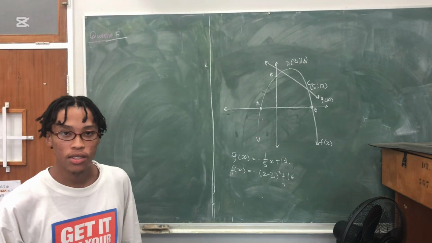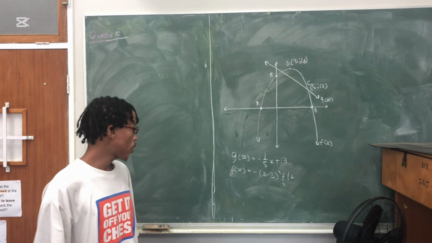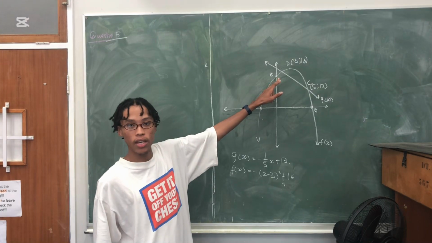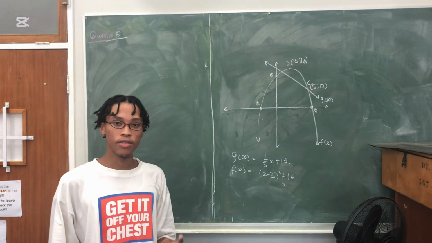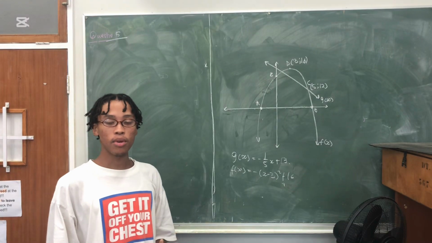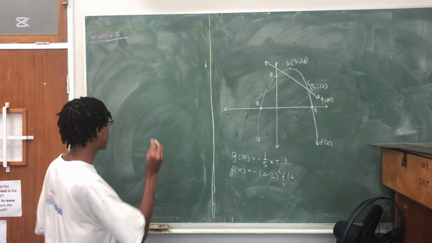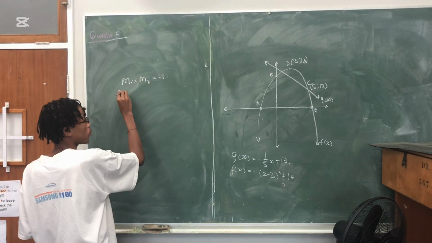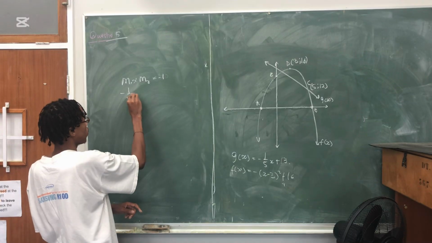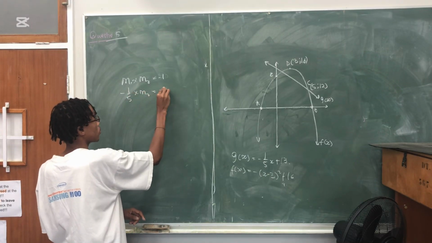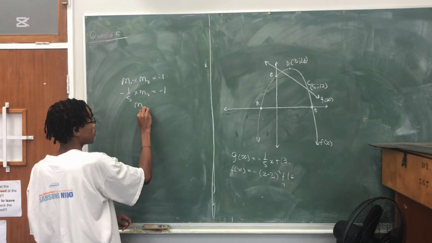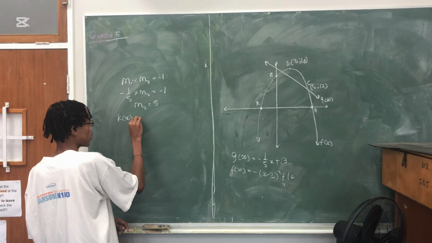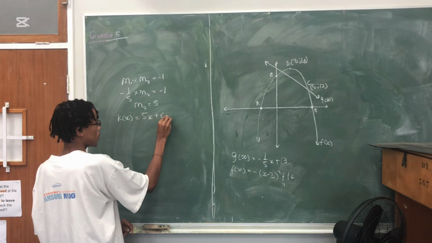The next question is asking us to find the equation of k of x, which is a line perpendicular to the g of x function that passes through E. We do know that if two straight lines are perpendicular to each other, the product of their gradients is going to be -1. So m1 times m2 equals -1, we already have the -1/5, so -1/5 times m2 is equal to -1. So our m2, our second gradient, is going to be +5. So k of x is equal to 5x plus c.